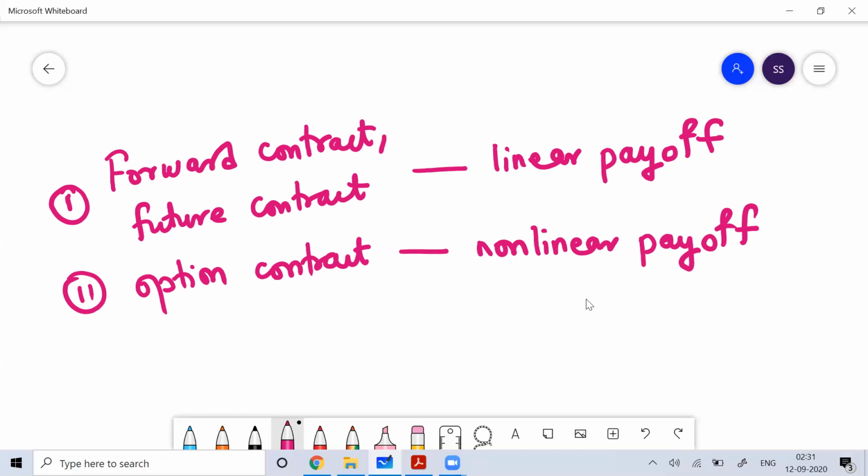But whether you talk about a futures contract or a forward contract, you have the obligation to follow the contract in the future. But in the case of options, the person who takes the long position does not have the obligation to follow the contract in the future.